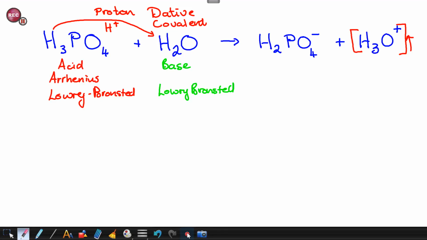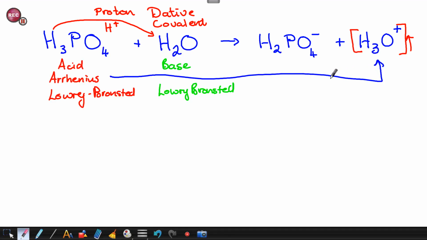Okay, so we're going through examples of acids and bases according to Arrhenius and Lowry Bronsted. We have phosphoric acid reacting with water. In that reaction, phosphoric acid donates a proton to the water, where it forms a dative covalent bond to make oxonium ions in the solution. So phosphoric acid is an Arrhenius acid because it increases the concentration of the oxonium ions in the water.